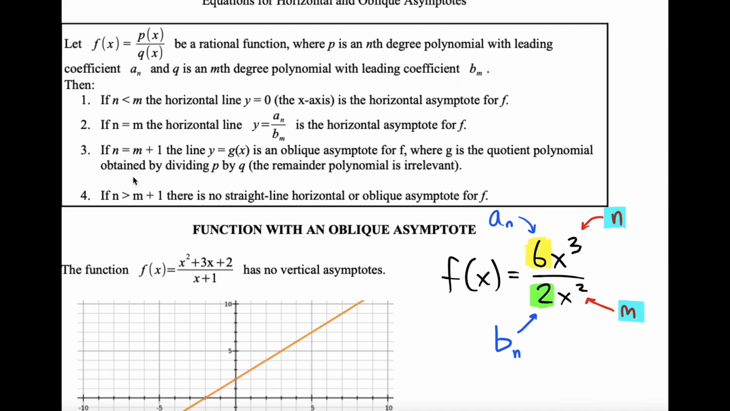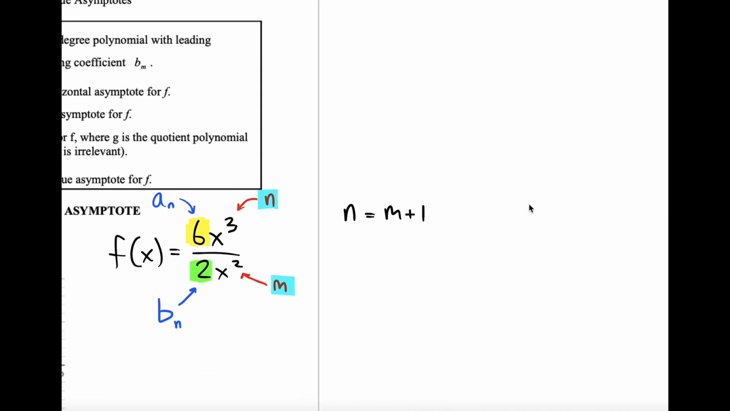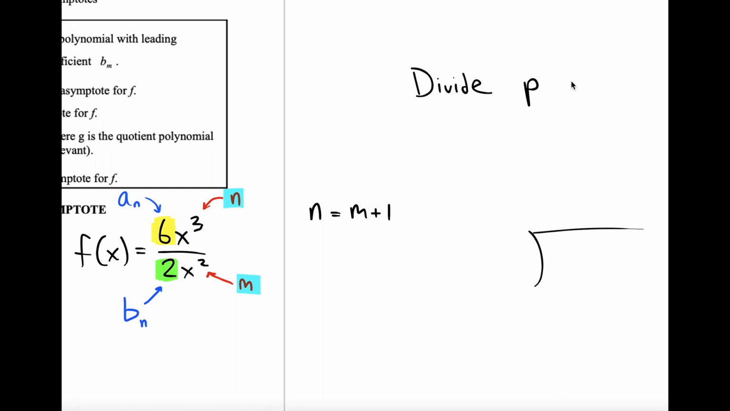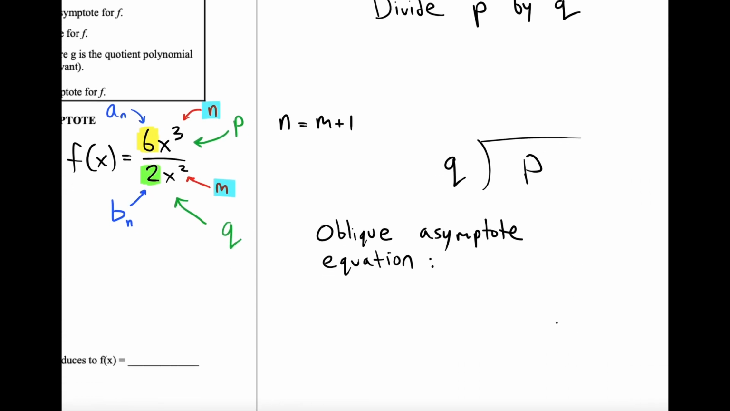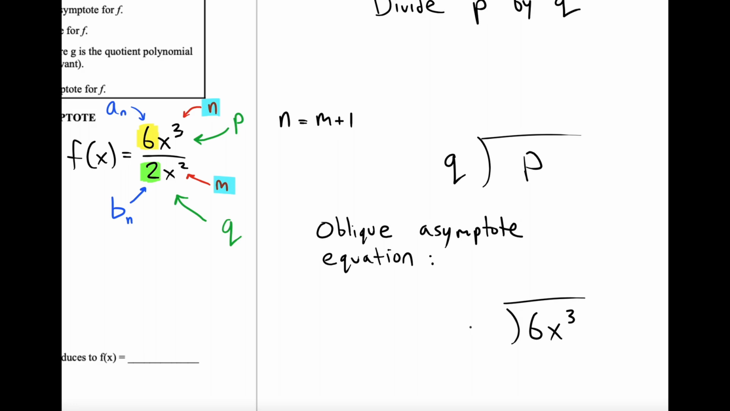Where you can find it, G is going to be the quotient polynomial obtained by dividing P by Q, where the remainder of the division is irrelevant. So let's try that on the side here. What do they mean by that? They mean you're going to divide P by Q. So P goes in here, Q goes out there. When they talk about P and Q, they're talking about this whole numerator is the polynomial P, whereas the denominator is the polynomial Q. So if we want to find the oblique asymptote equation, we should be able to find it by dividing the numerator polynomial by the denominator polynomial.